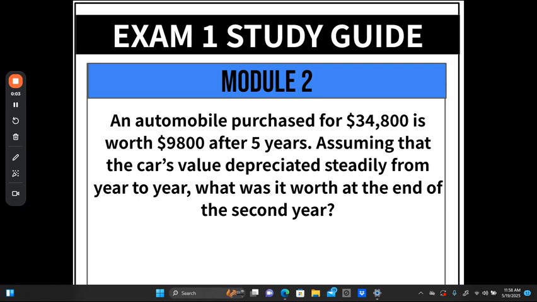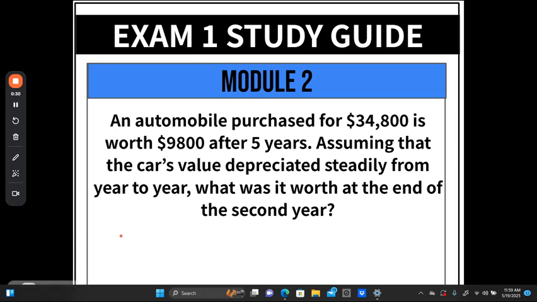An automobile purchased for $34,800 is worth $9,800 after 5 years. Assuming that the car's value depreciated steadily from year to year, what was it worth at the end of the second year?